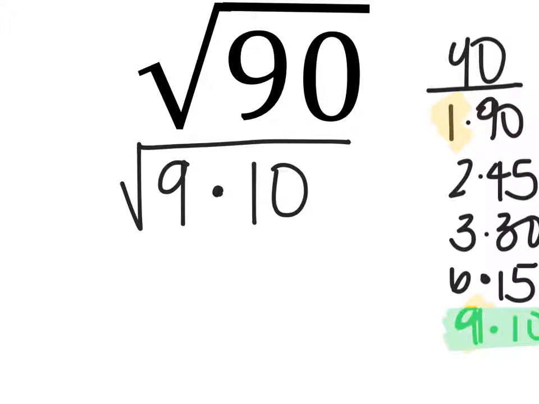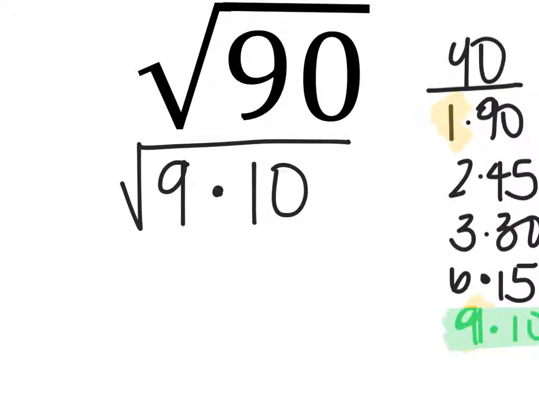And that helps us because the square root of 9 is really 3. I cannot simplify the square root of 10 because it doesn't have a perfect square. So my final answer would be the positive and negative form of 3 square roots of 10.